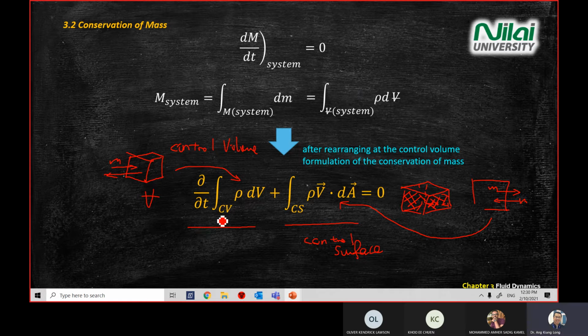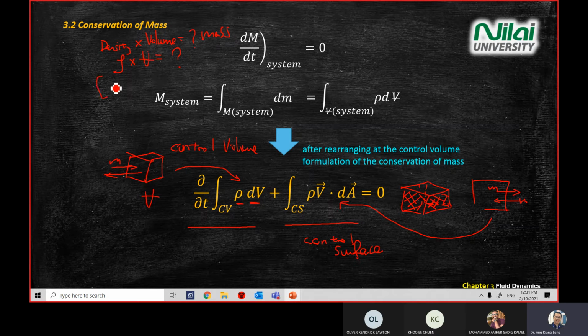Okay, so if you look at the equation for the first term for control volume, rho times V, you get what? If you take rho times volume, what you get? When you take density times volume, what you get? Mass. Yes, you get mass.